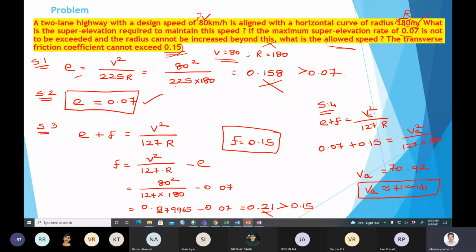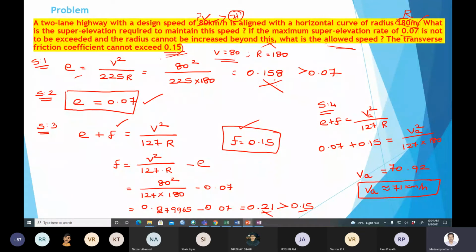Accordingly, we have to estimate what will be the lateral coefficient of friction. While we are estimating the value, it is exceeding the maximum value of 0.15. So we are fixing the F value as 0.15. When you are fixing E as 0.07 and F as 0.15, what will be the allowable speed? We are applying all the values, and we get VA as 71 km per hour. So ultimately this 80 km per hour is revised to 71 km per hour.